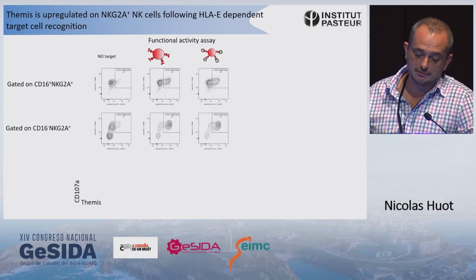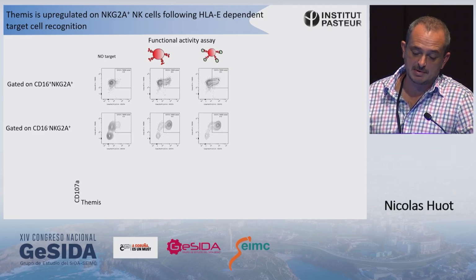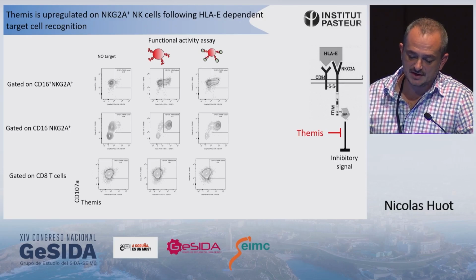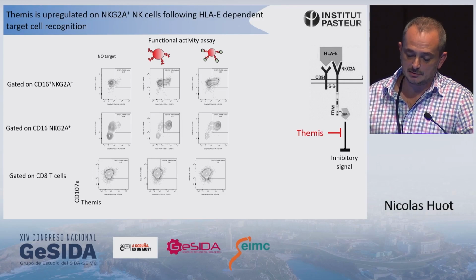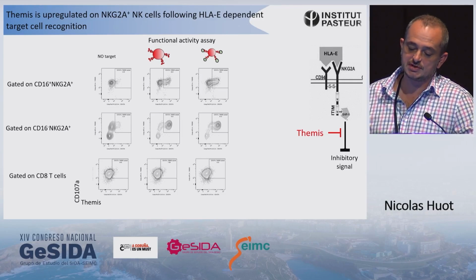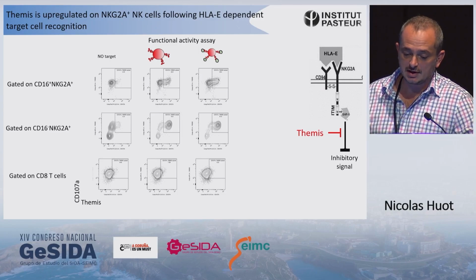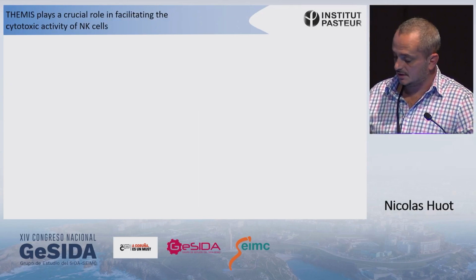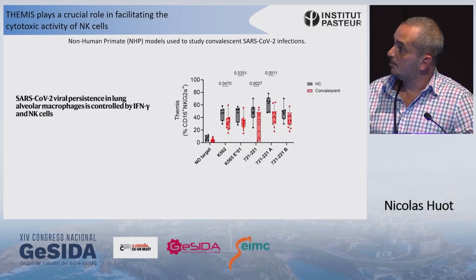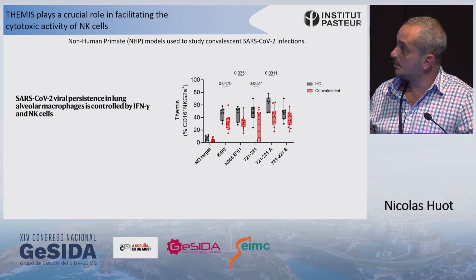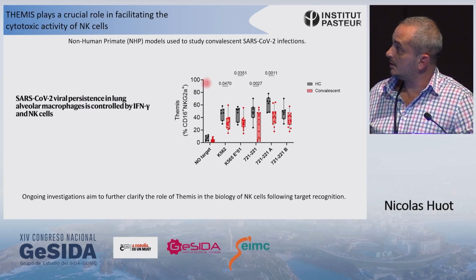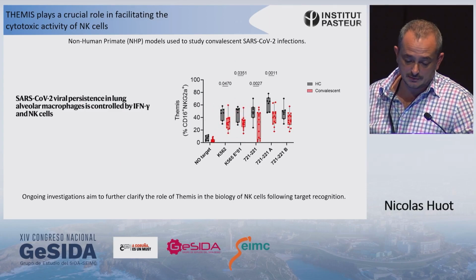And this is also true if we put NK cells with target cells with peptides. So we speculate that TEMIS is upregulated in AGM and participates in the blockage of the inhibitory signal provided by NKG2A, facilitating the killing of the target cells. This work is still ongoing, but we have performed some experiments in a model of SARS-CoV-2 persistence. And we can see that in the monkey where the virus persists, NK cells are not able to produce TEMIS, suggesting that the same mechanism is involved in SARS-CoV-2 persistence.